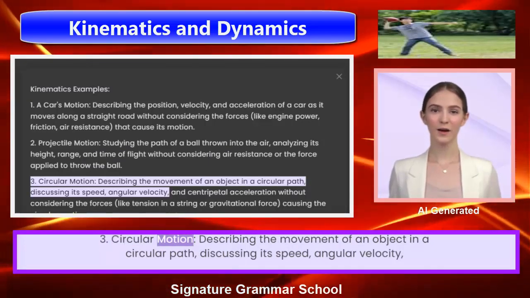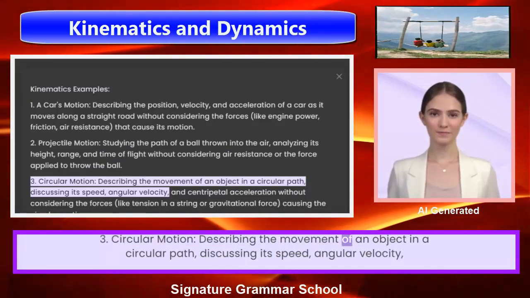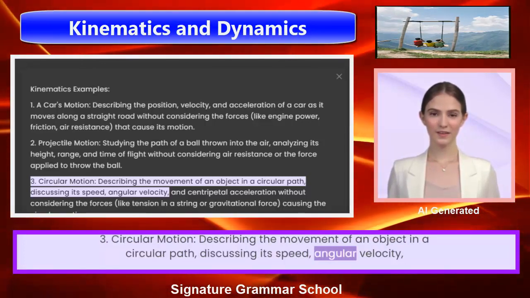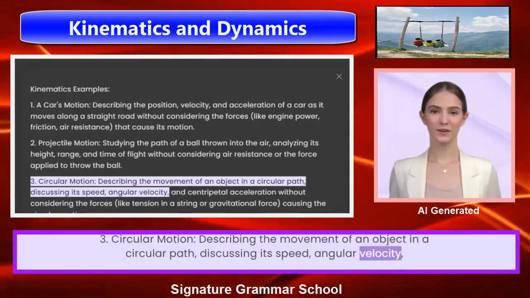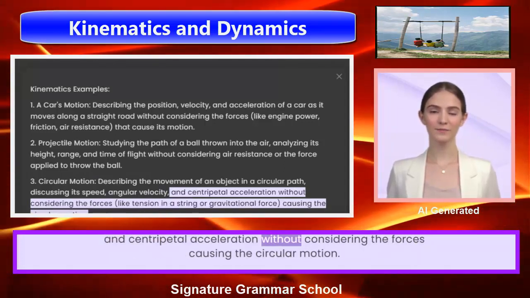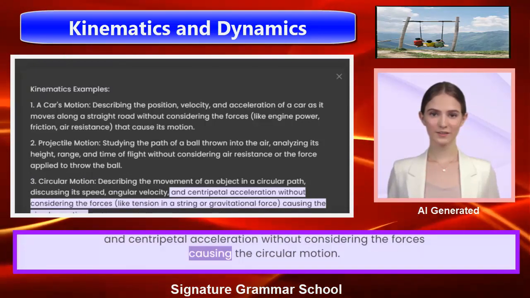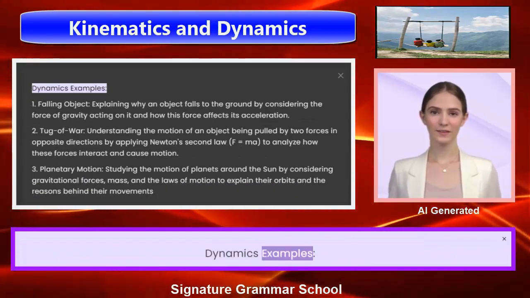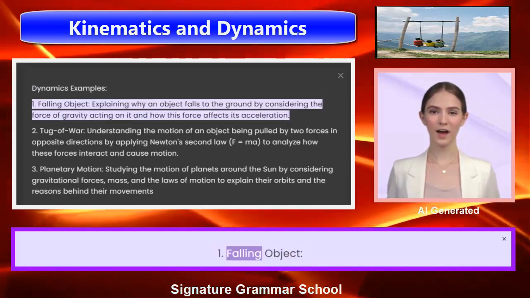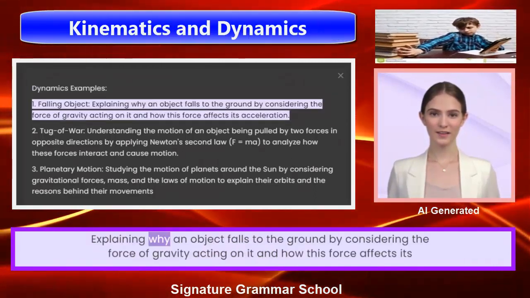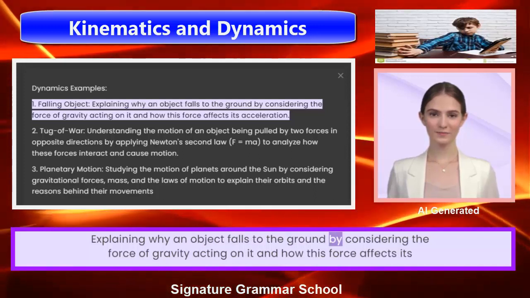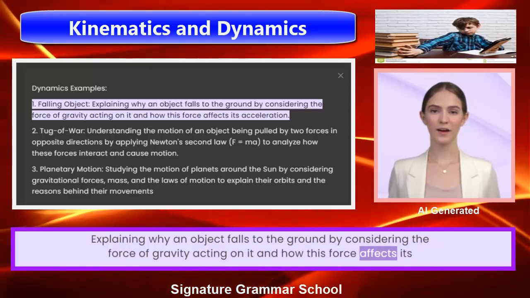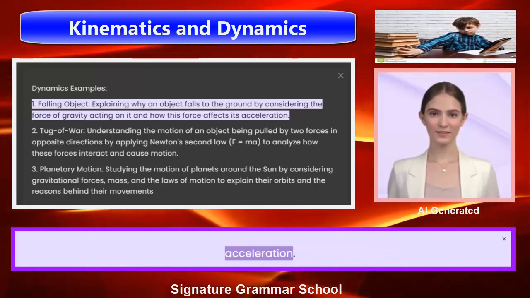3. Circular motion, describing the movement of an object in a circular path, discussing its speed, angular velocity, and centripetal acceleration without considering the forces causing the circular motion. Dynamics examples. 1. Falling object, explaining why an object falls to the ground by considering the force of gravity acting on it and how this force affects its acceleration.